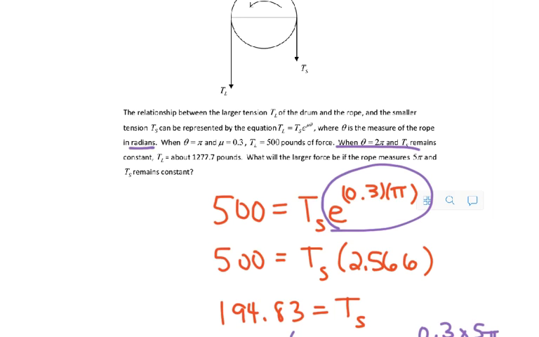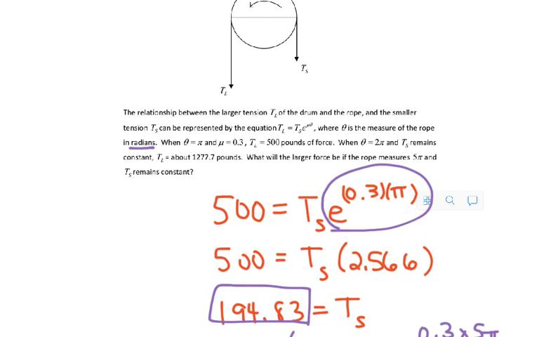The second piece of information, if I were to use that, I would actually get approximately this again, because as the problem stated, the smaller tension remains constant. So that information is extraneous. We don't really need to use it.